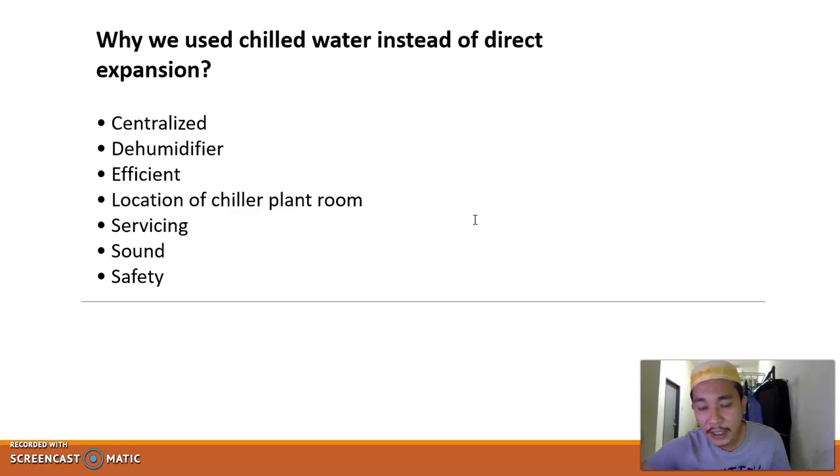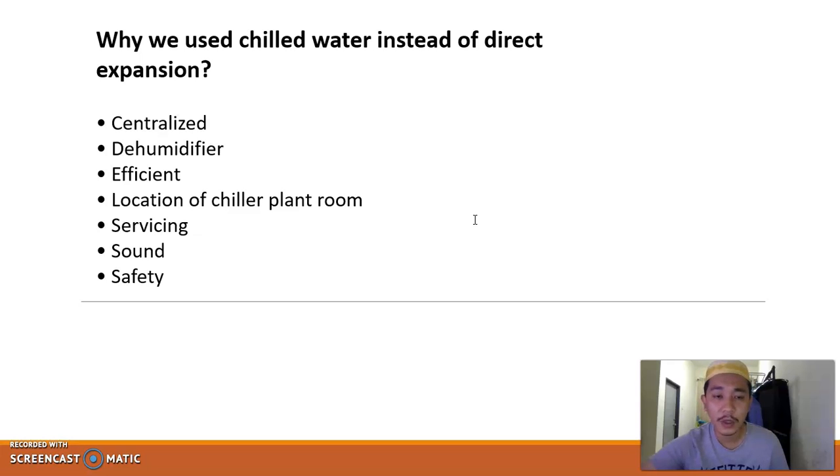So this is the chill water. Why are we using chill water instead of direct expansion? Direct expansion, usually we are calling direct expansion for, for example, split unit system. We are using split unit system and the refrigerant to cool the refrigerant. So why are we using the chill water instead of direct expansion?